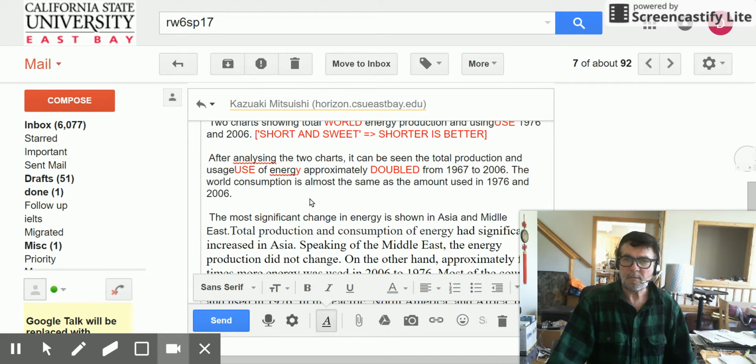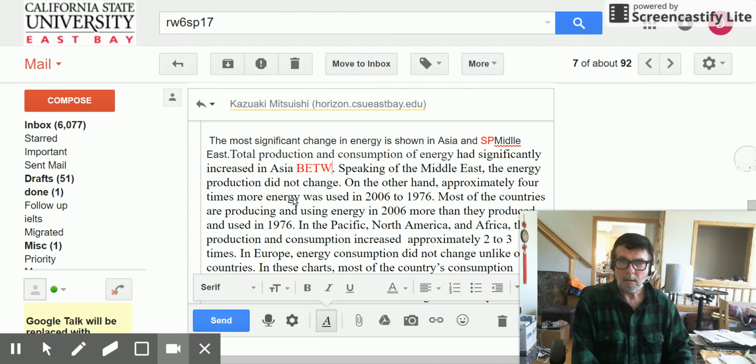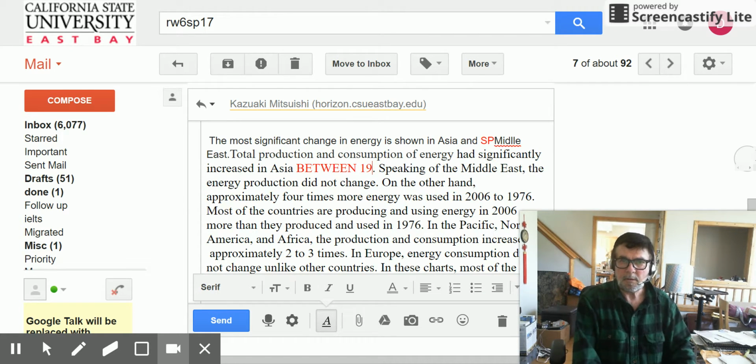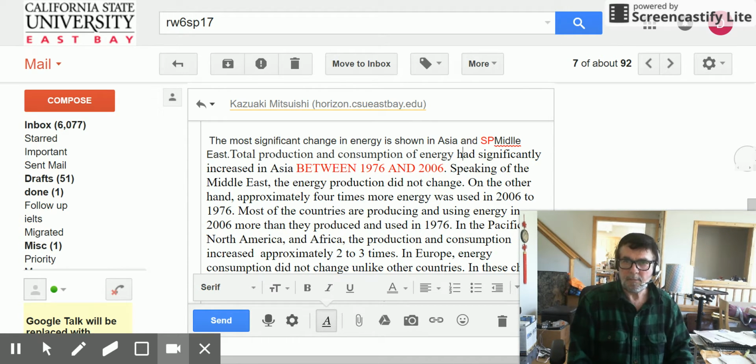"The world consumption is almost the same as the amount." Okay, good. "The most significant change is showing." Okay, Middle East, the spelling is wrong. "Total production consumption had significantly increased." You could say had here if you said between. What are your two dates? 1976 and 2006. But again, really, you shouldn't have had here. You only have one event in the past, which is increased. Even though you have two moments in the past, you're talking about change, increased. So that's just one past tense.